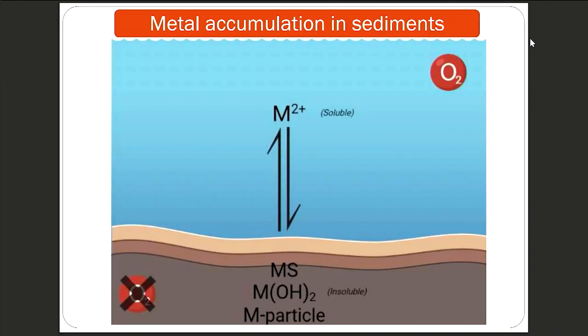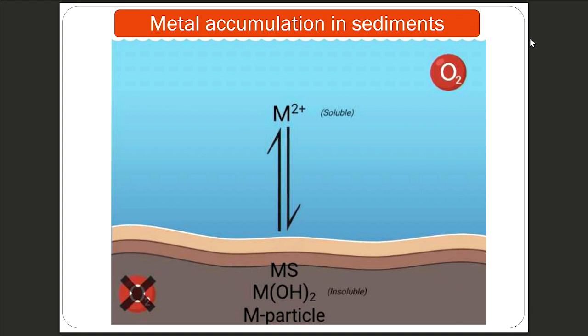Usually, the sediments are in an anoxic state. There is no presence of oxygen. So in this reductive environment, the metals tend to accumulate here. The metals can form insoluble compounds, for example, with sulfides, hydroxides, or can be adsorbed to particles and organic matter.